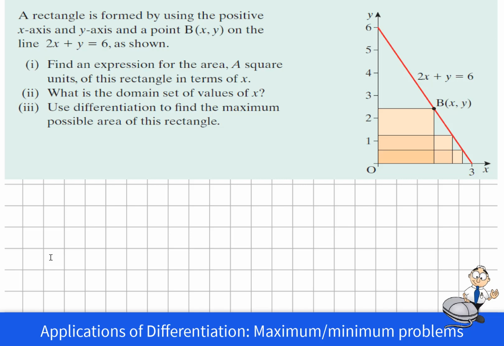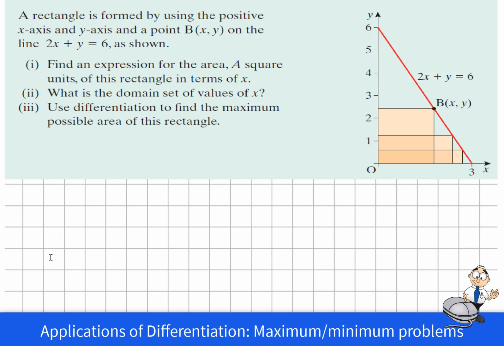In this question, we see a rectangle is being formed by using the positive x-axis, the y-axis, and a point B that is on the line 2x plus y equals 6, as shown in the picture. Part 1. Find an expression for the area A square units of the rectangle in terms of x.